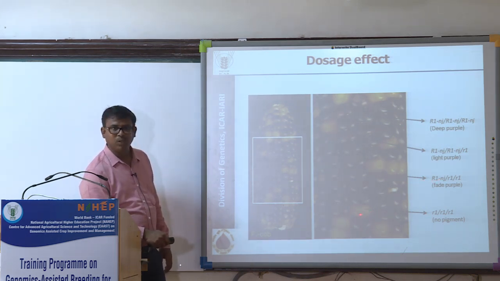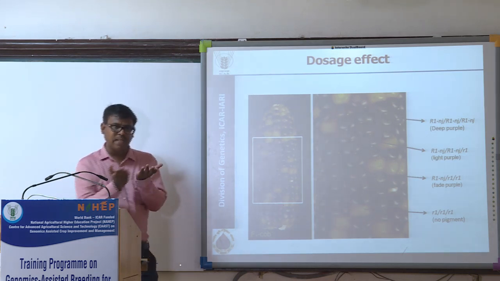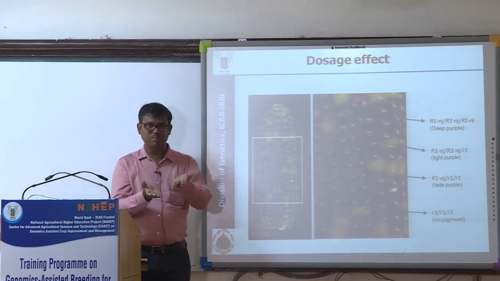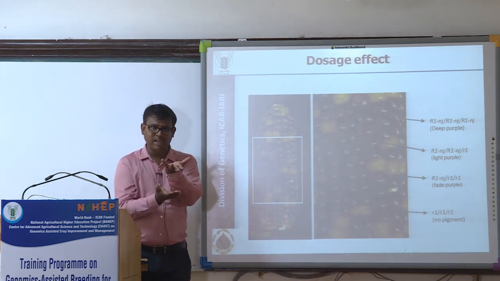Here it is yellow. So, what happens? It is a balance between anthocyanin and carotenoids. Carotenoids give yellow, anthocyanin gives black color. So, in the presence of both, we will see the black color.